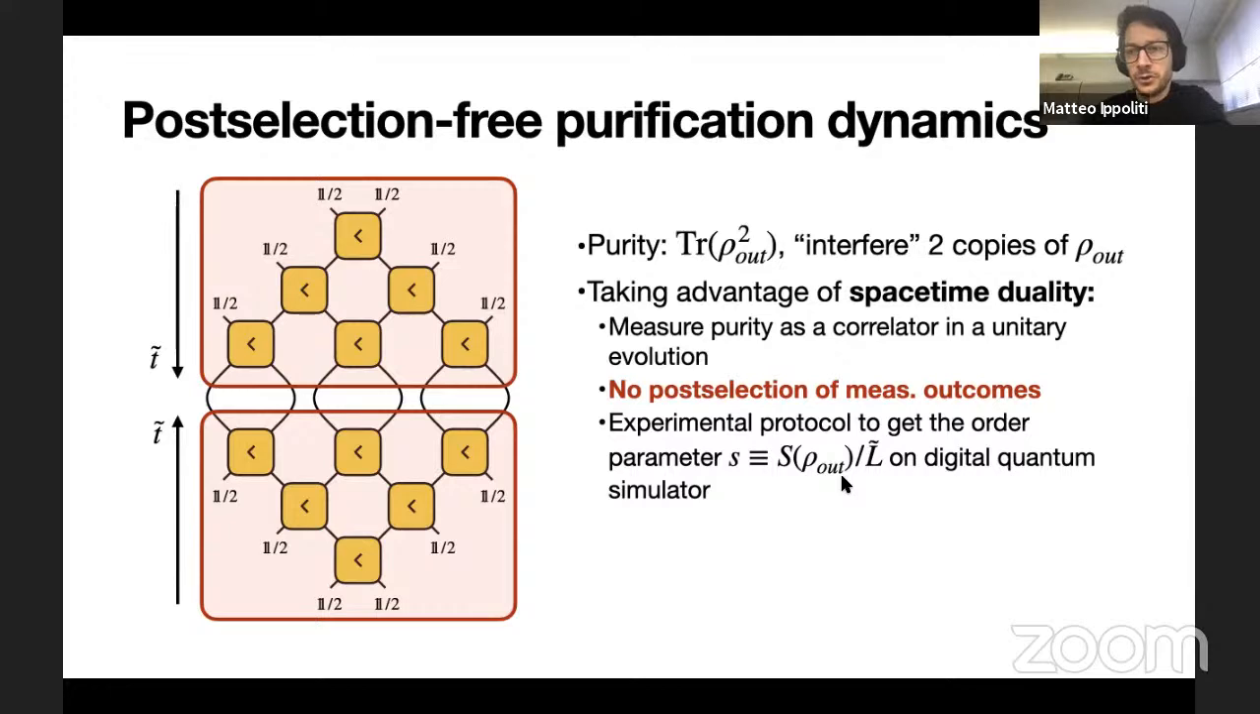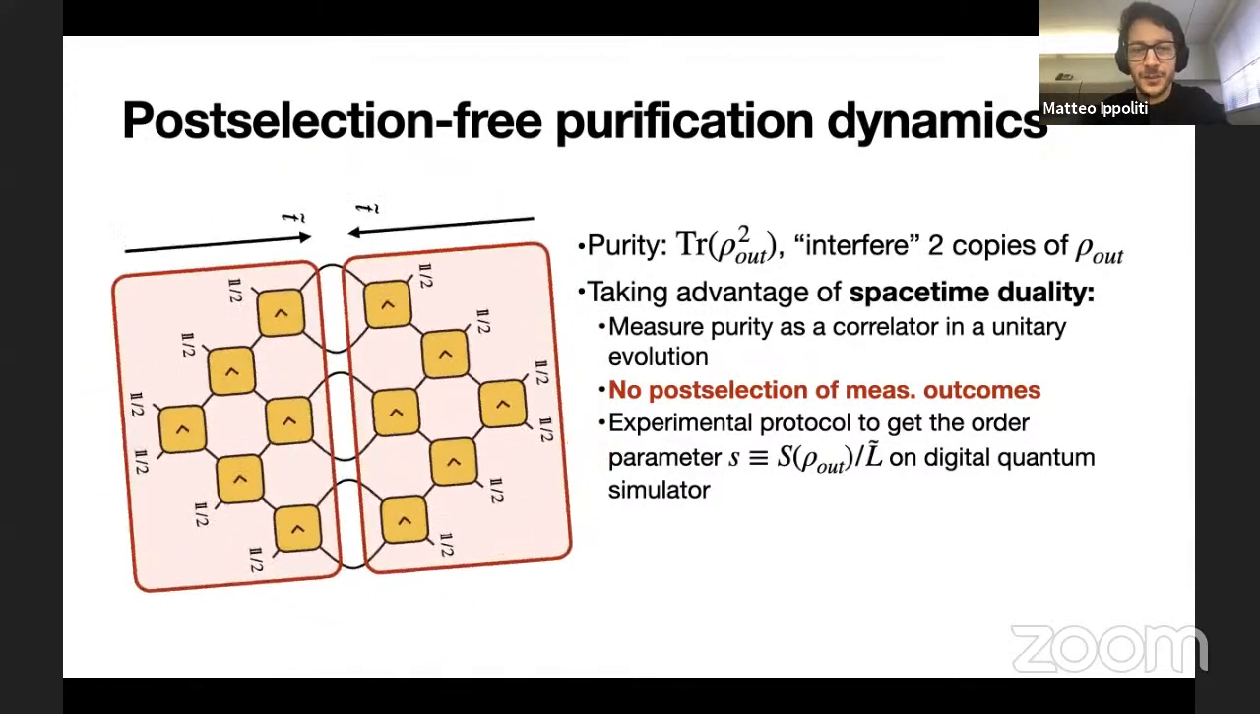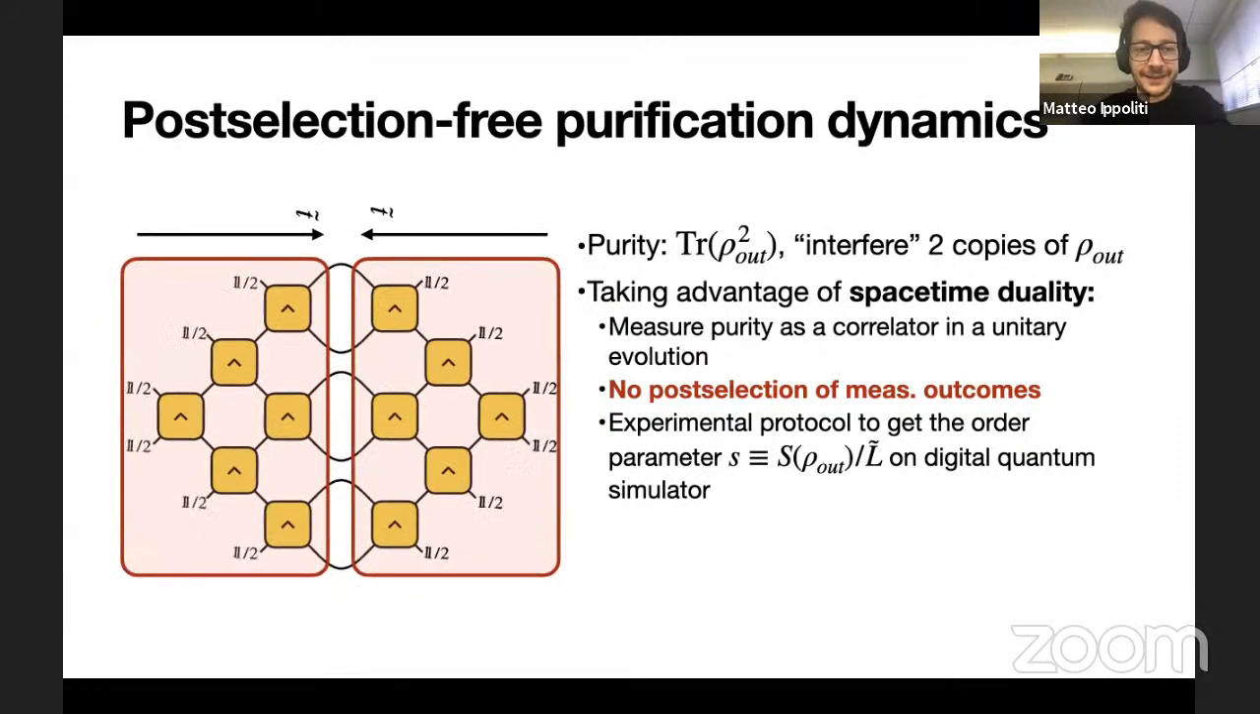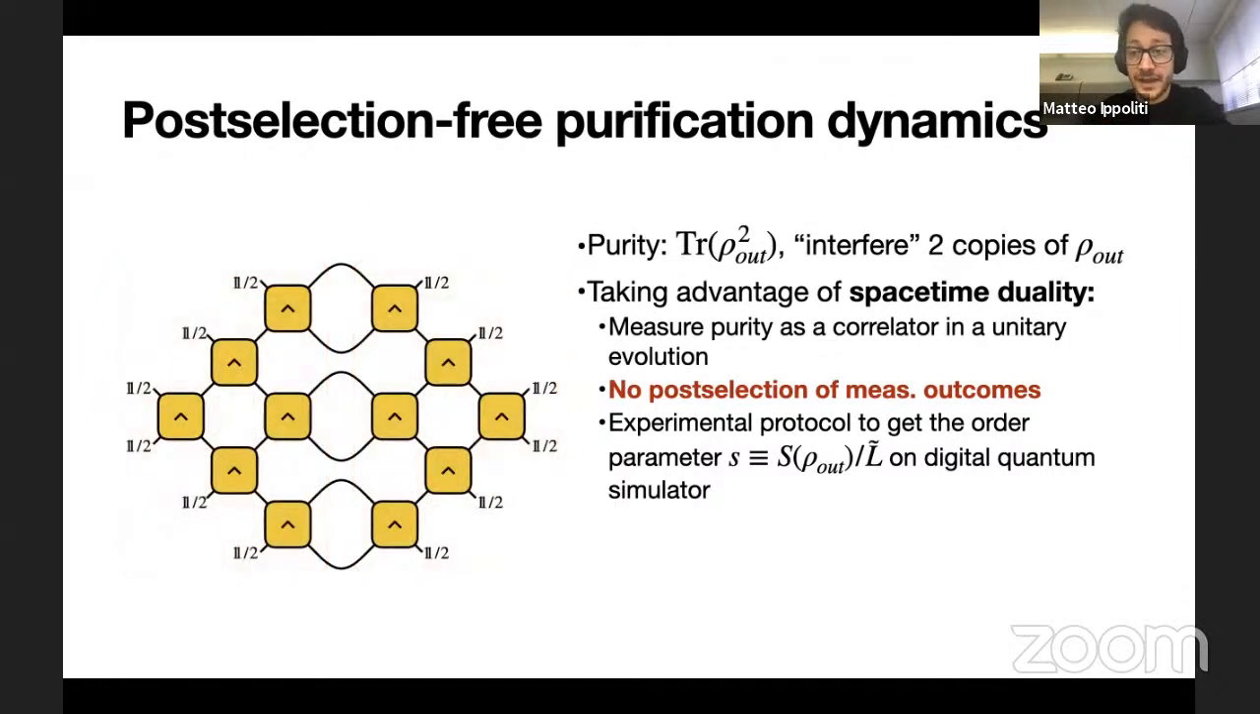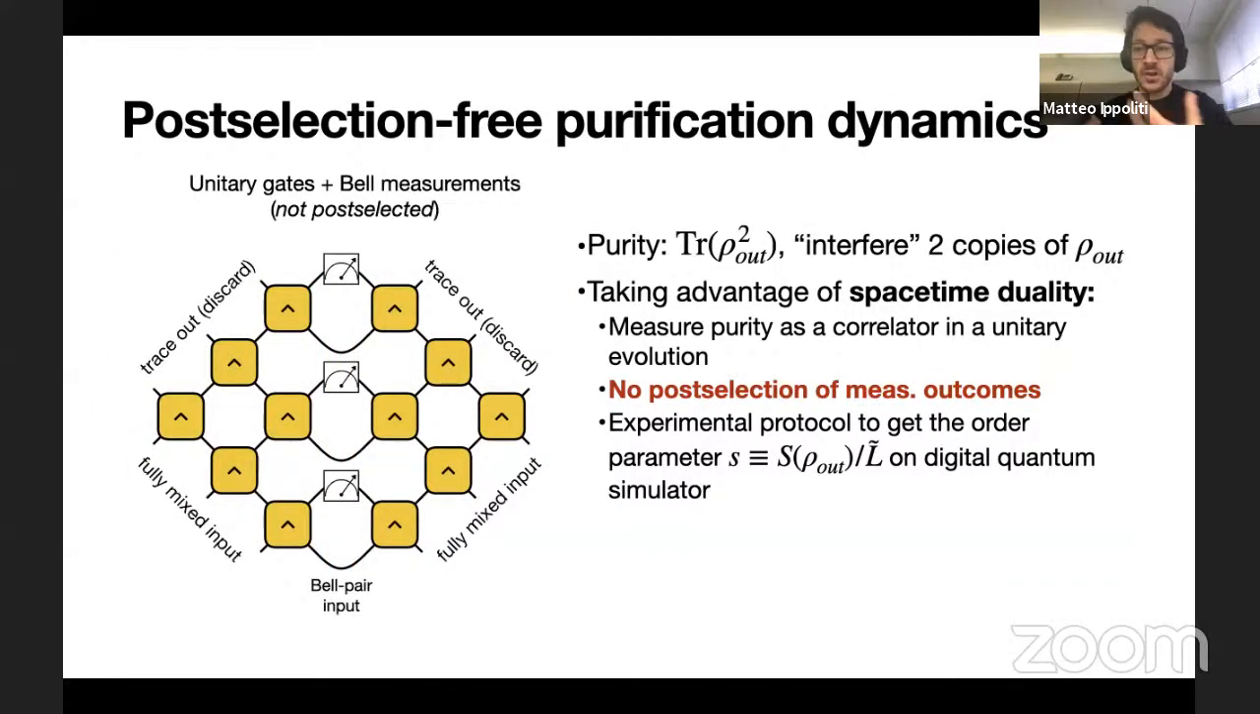So the idea is, I won't go through it in much detail, but I'll just flash some animation to convey the message. We rotate the diagram of interest and recast it into something that we can interpret as being some combination of unitary gates on some specified initial state and Bell measurements that I've specified here. But the key point is that these Bell measurements are not post-selected. You don't want them to have one outcome necessarily. You use the entire statistics of measurement outcomes.